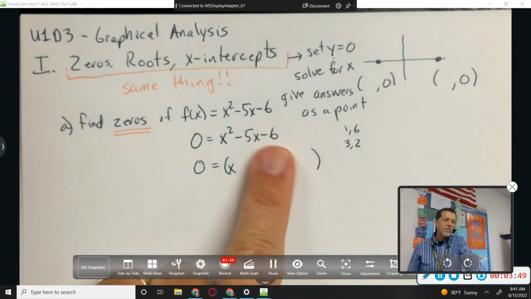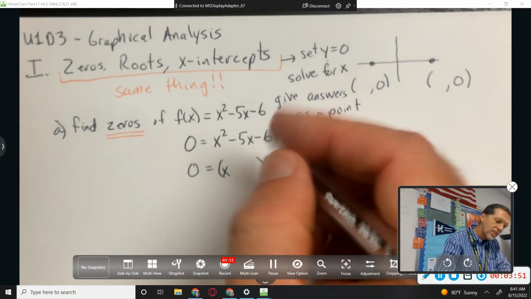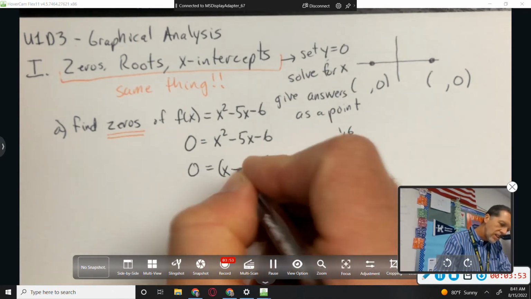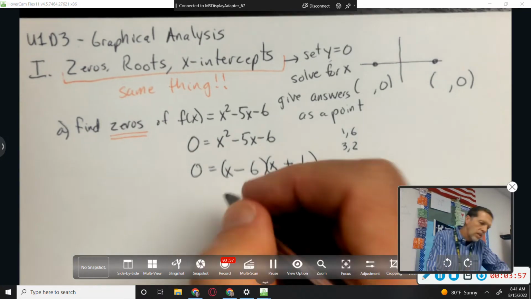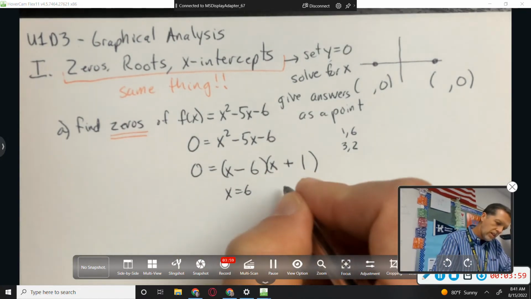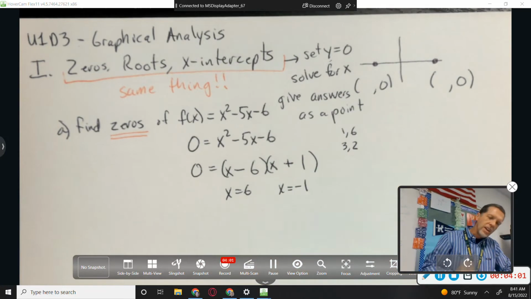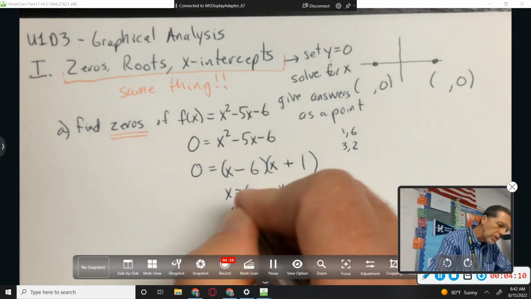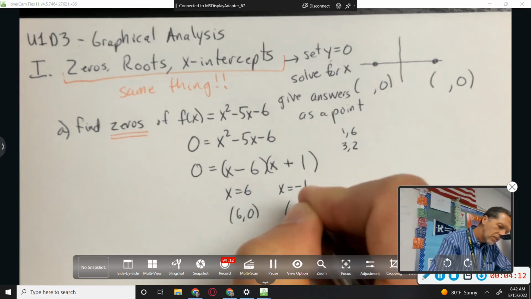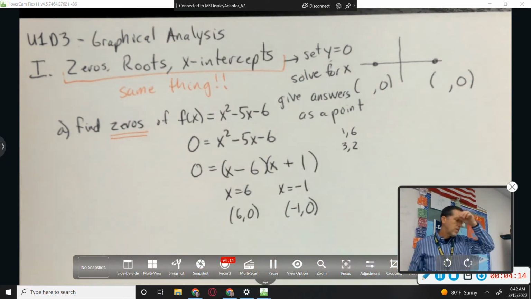6 and 1, because they've got to be different signs to get to negative 6. So if we do a negative 6 and a plus 1, x equals 6, x equals negative 1. Again, we don't want to stop there, though, because that looks like x equals 6. That's a vertical line at 6. We want the point 6, 0, negative 1, 0.